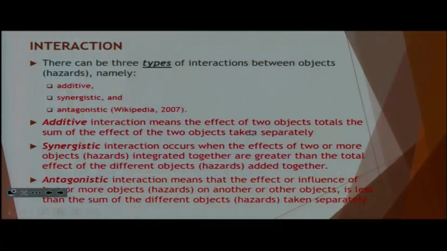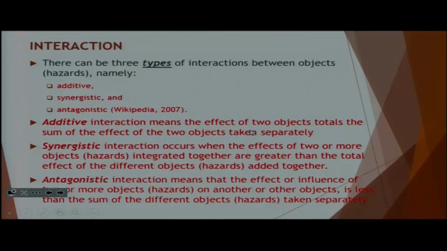Synergistic interaction occurs when the effect of two or more objects or hazards integrated together is greater than the total effect of the different objects. That means if you mix hydrogen with chlorine, it is going to form hydrochloric acid, meaning hydrochloric acid is more potent or more dangerous than hydrogen and chlorine taken separately. It's synergistic.